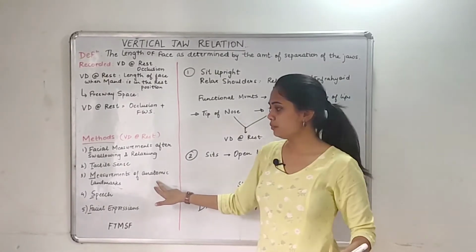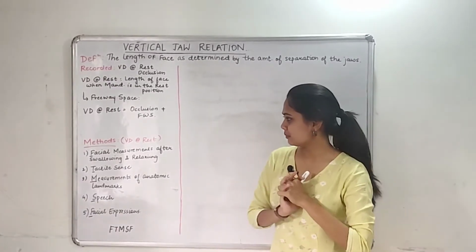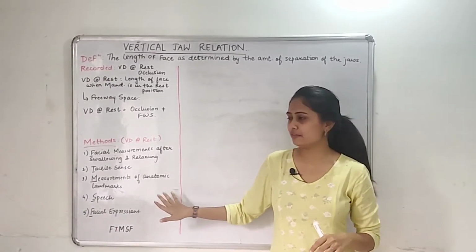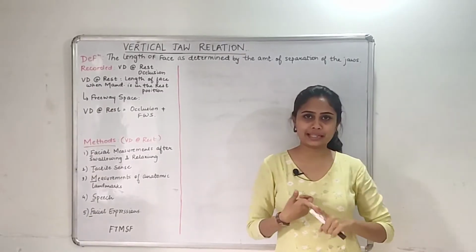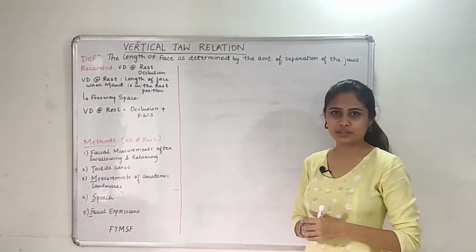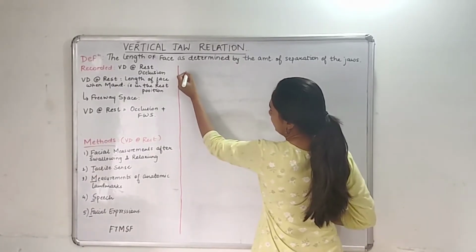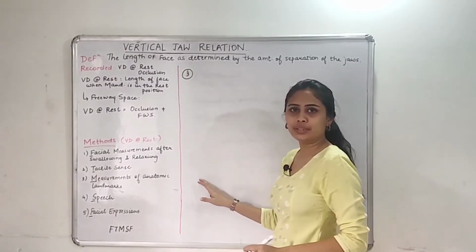Now we'll go on to the next 3 topics. Guys, now we'll see topics 3, 4 and 5, that is measurements of the anatomic landmarks, speech and facial expressions. These are very small, simple topics. We'll just revise them very fast. First we'll go with measurements of the anatomic landmarks.